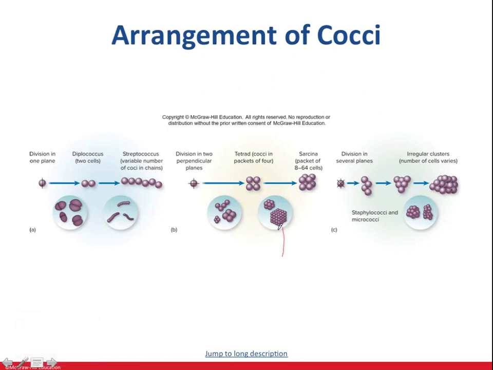So we can see this is the succinct, maybe 64 cells. If the cells divide in several planes, this is also a 3D structure. So we can have a cluster of the cells. It's like a grape cluster. We call this an irregular cluster, such as the staphylococci and the micrococci.